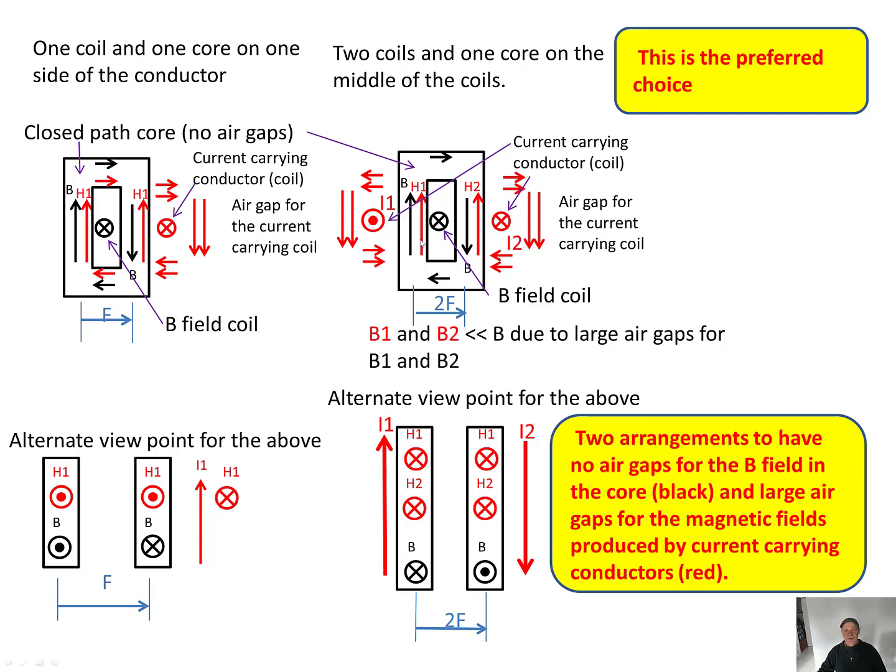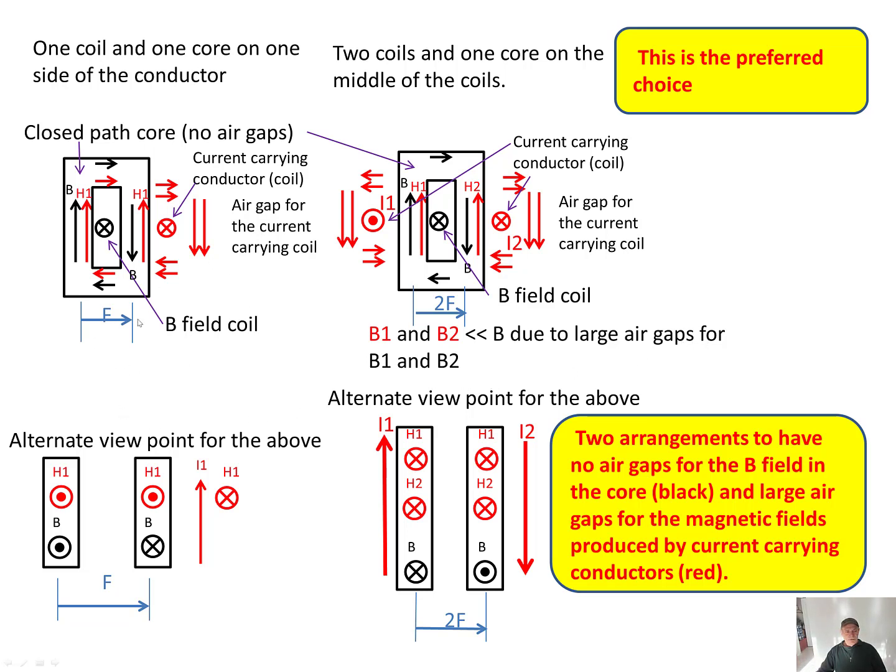They both produce H1 and H2, the sum of the two produced by both current carrying conductors, and again it will produce a high concentration field on the left side and a low concentration field on the right side. But now the force is 2 times, because this contributes an H value, this contributes another H value, the two added together, there's two times the H of one current carrying conductor. B1 and B2 is much less than B due to larger gaps for B1 and B2.